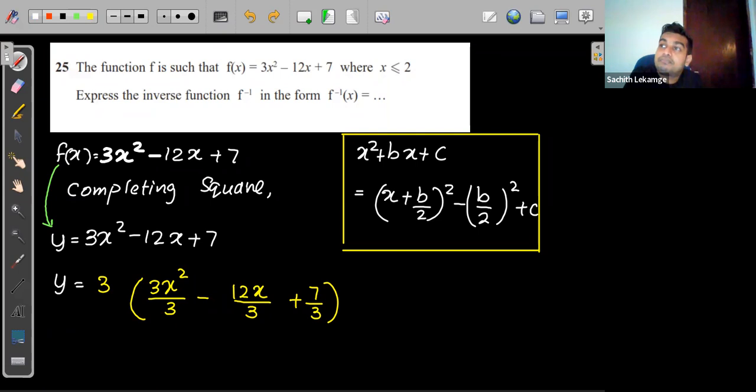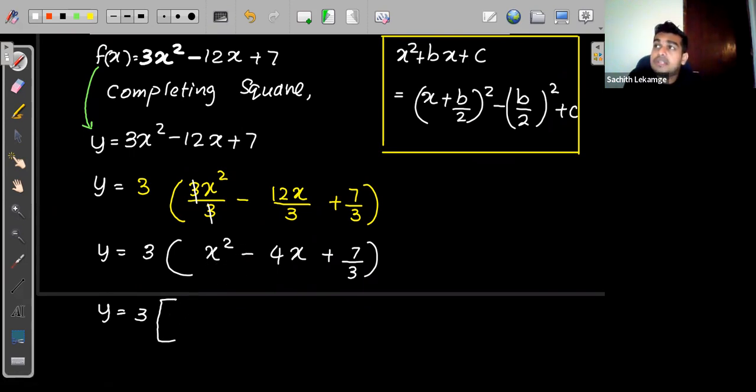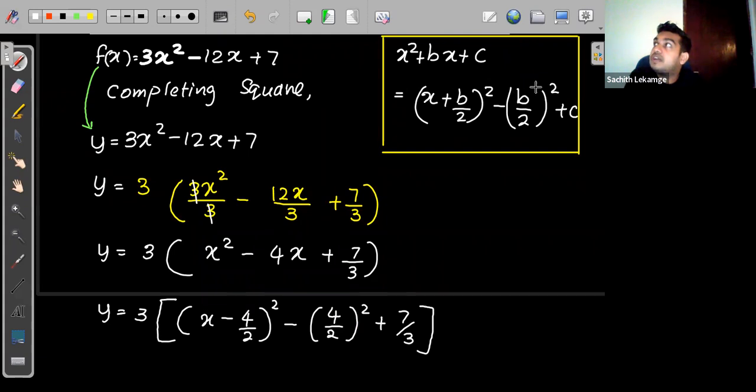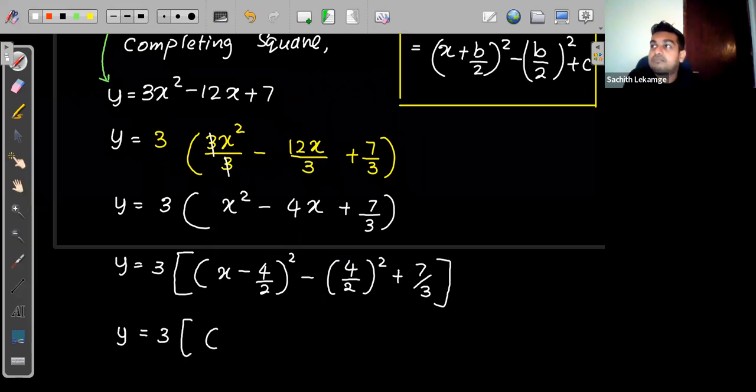Okay, let's see. y equals 3 outside the bracket. 3 and 3 cancel, x squared. 12 divided by 3, 4x. This one is 7 over 3, leave it as 7 over 3. Now it's in our format. y equals 3, I'm putting a square bracket, and you need to take half of this term. So x minus 4 over 2, squared, minus 4 over 2 squared, plus 7 over 3. Is that clear to all of you? Check this, I use this formula over here and applied it. Now I can simplify it. You don't need to do this many steps, I'm doing it for you to understand. x minus 2 squared, this one 4 divided by 2 is 2.